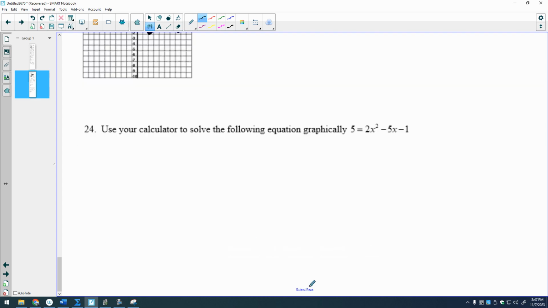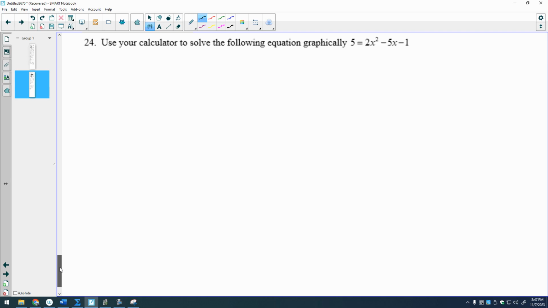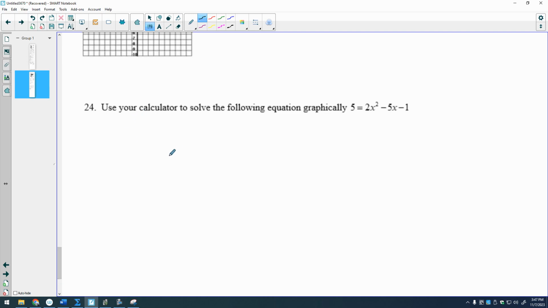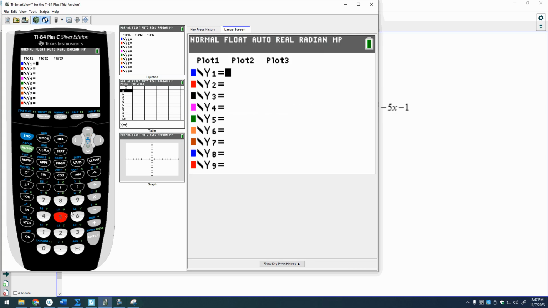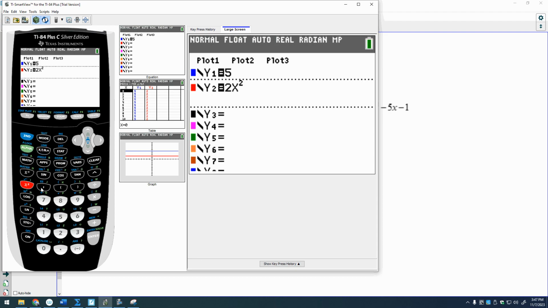Okay. Last one, question 24. Use your calculator to solve the following equation graphically. So in y1, I'm going to type in 5, and in y2, we're going to type in 2x squared minus 5x minus 1.